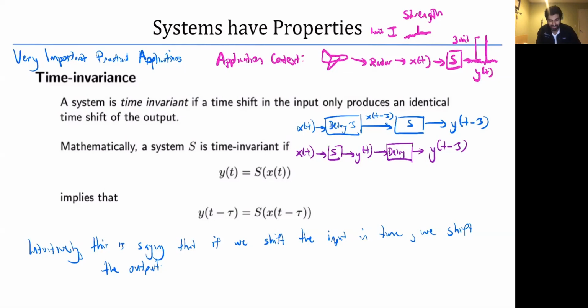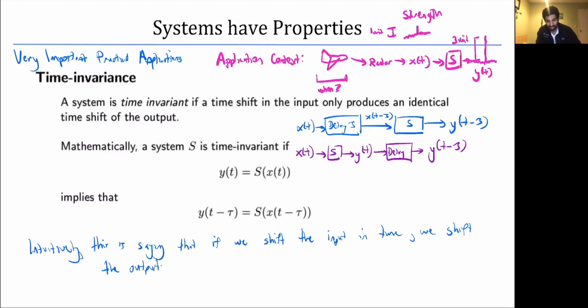Now we've boosted the signal with a system, but we also want to make sure that our system is time invariant. We don't know when this plane is going to come. Let's say this plane comes back tomorrow, the same exact plane, with the same exact 1 unit signature. We don't want the system to output 2 units the next day, or half a unit the next day.